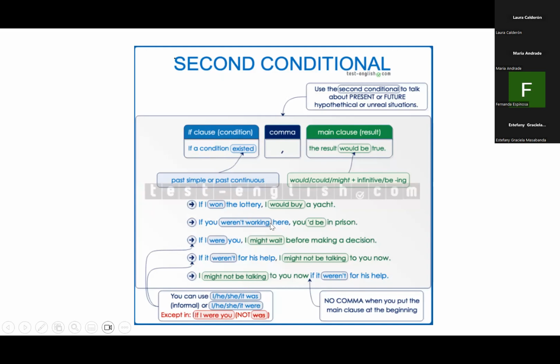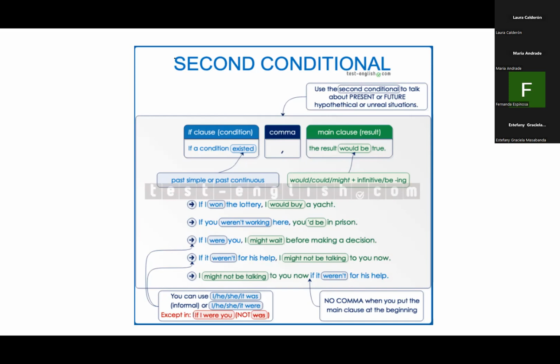If you weren't working here, you'd, so it's the contraction, you would be in prison. So remember that for the second conditional, it's possible to use were for all the pronouns. This is not a mistake in the second conditional, it's part of the structure. If it weren't for his help, I might not be talking to you now. So now we have an ing form in this structure. But all of these examples are about the second conditional. So it's an imaginary situation, a hypothetical situation.